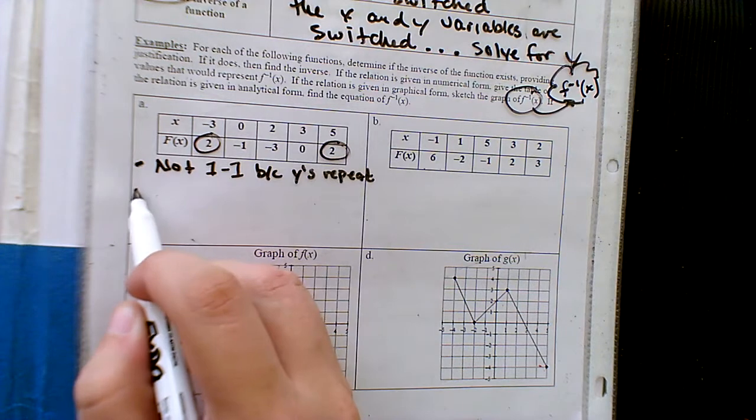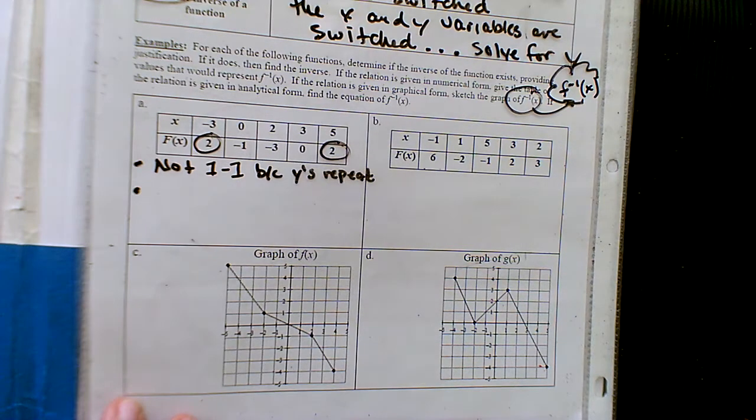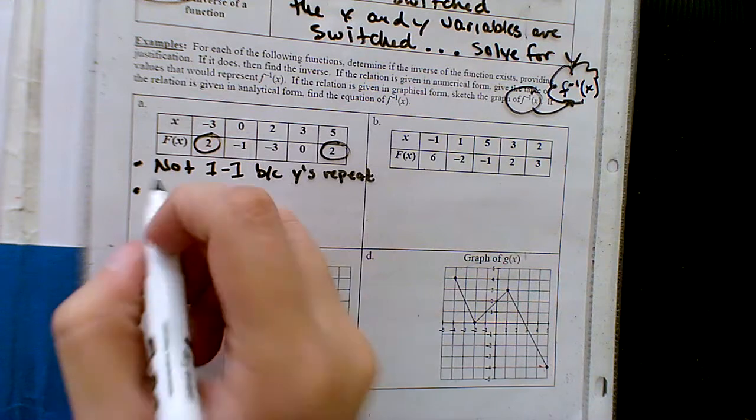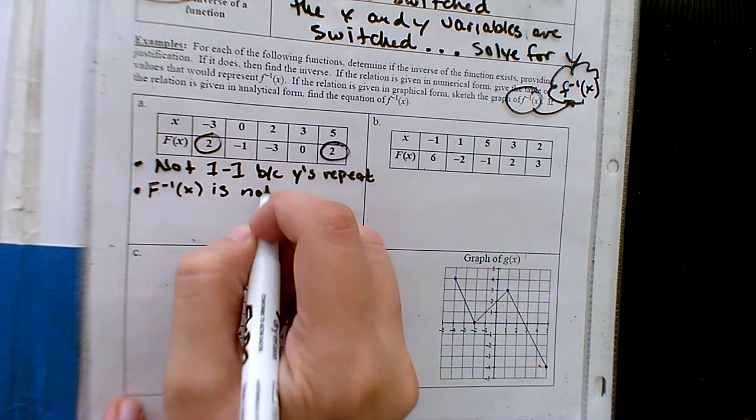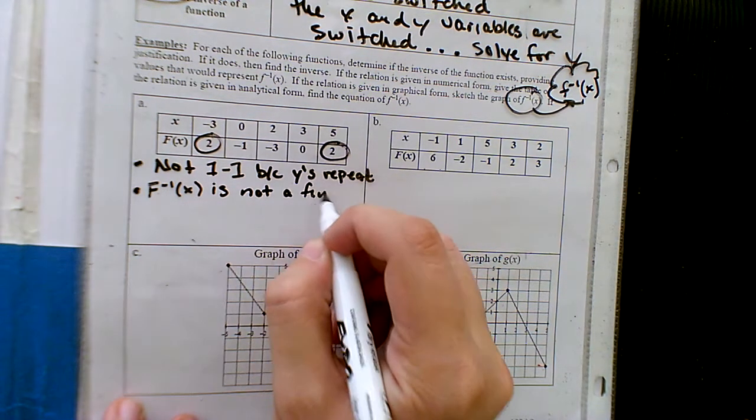So if we're not 1 to 1, what else do we know? Can't be inversed. It can be inversed, but the inverse is what? The inverse is not a function. Okay, so we'll say the inverse is not a function.